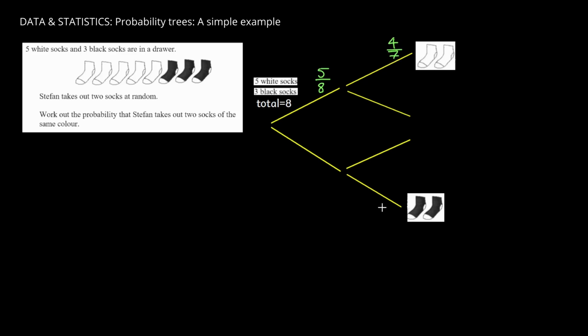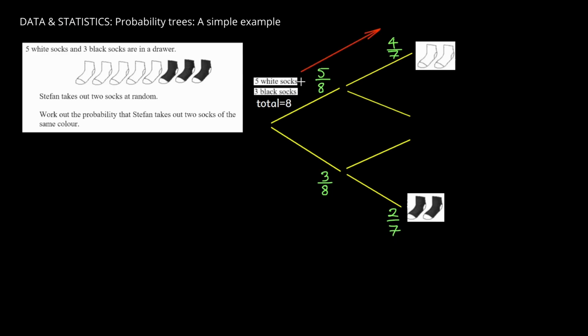Let's do the same for the black socks. There are 3 black socks out of 8, so the probability of choosing the first black sock will be 3 over 8. And the same conditions apply, that he's not going to put that black sock back, so the black sock choice has gone down to 2, and the total has gone down to 7.